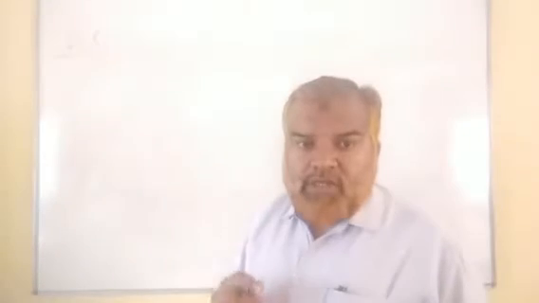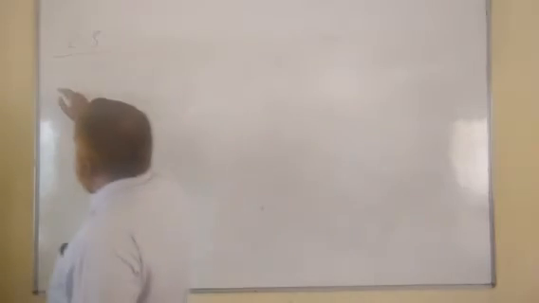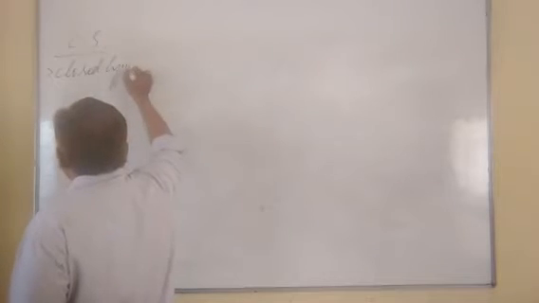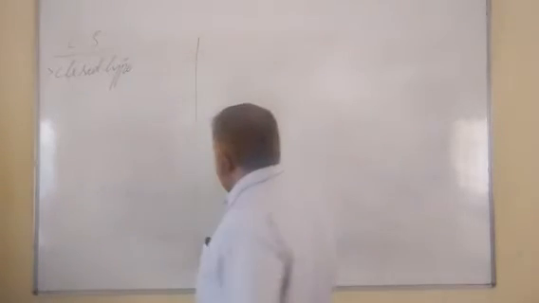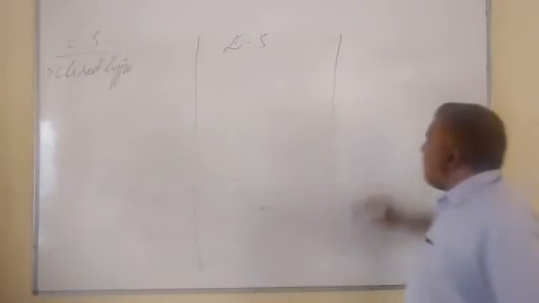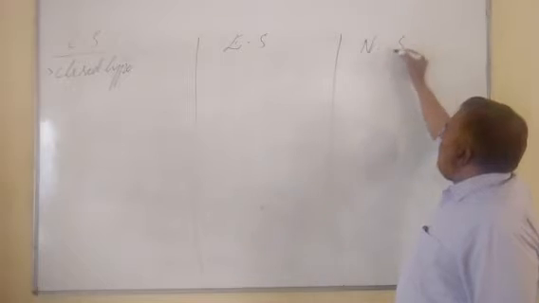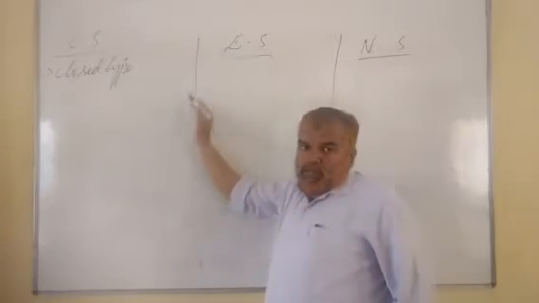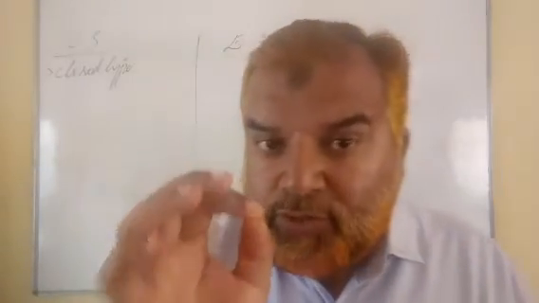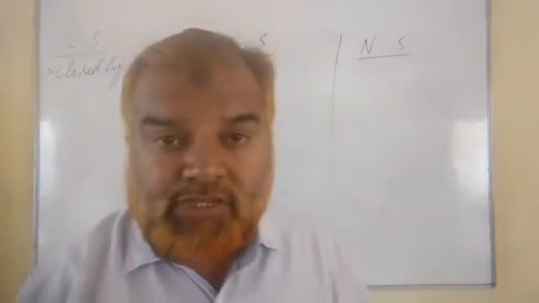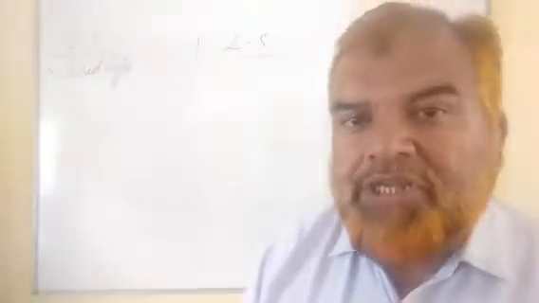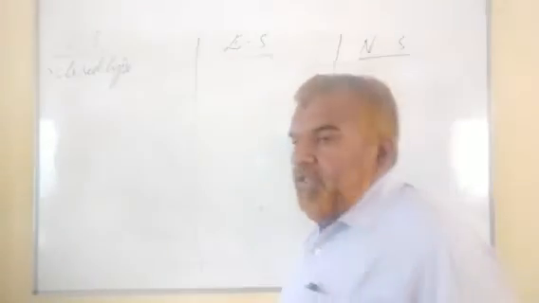The circulatory system of frog is of closed type. Why? Because of the presence of blood vessels, arteries and veins. It is of closed type. Clear?